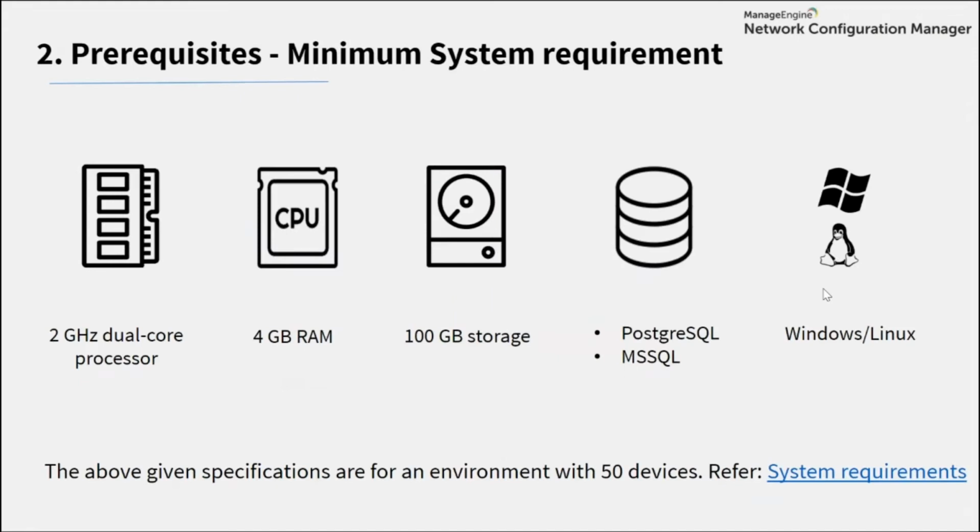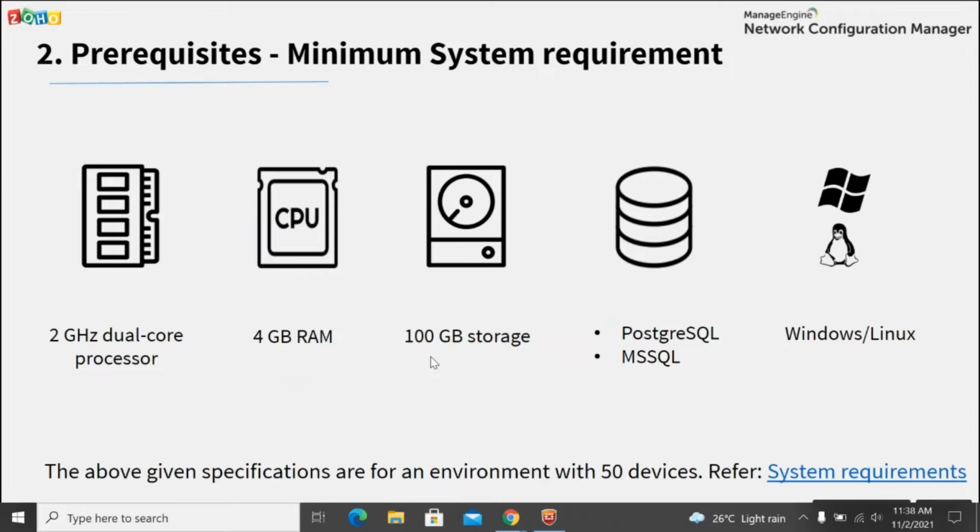So let's look at the prerequisites, or the minimum system requirements, for you to be able to install or deploy Network Configuration Manager in your network. You need a 2 gigahertz processor, 4 GB RAM, 100 GB storage, PostgreSQL or MSSQL, and it runs on both Windows and Linux. So these are the requirements for 50 devices or less. If you need the requirements for more than 50 devices, you can go and check out our system requirements page on the website, which is www.networkconfigurationmanager.com.